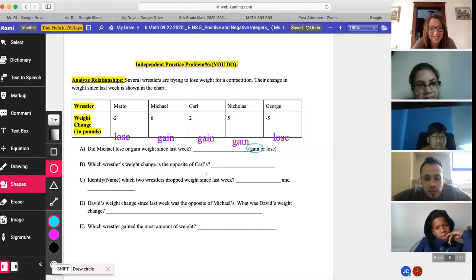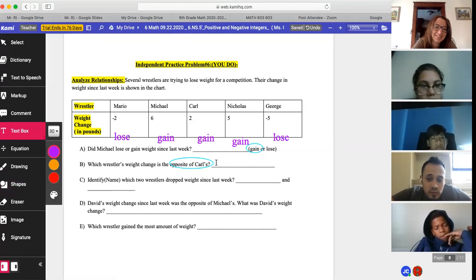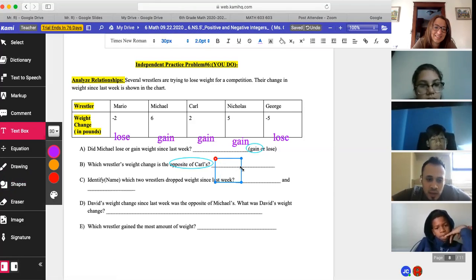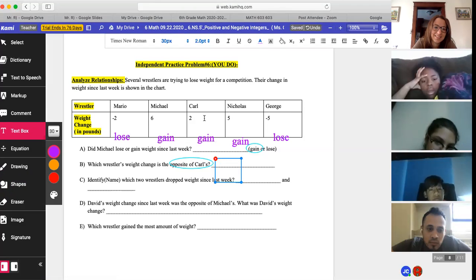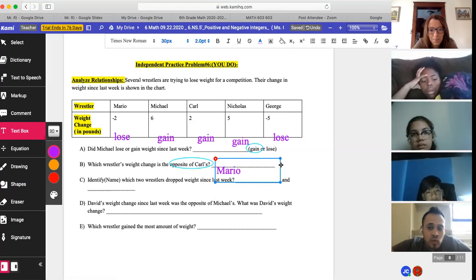I'm going to go to Flavia because Flavia looks like she's sleeping over there, and I don't appreciate that. All right. Which wrestler's weight change is the opposite of Carl's? Now look at Carl's. What's the opposite of that? Mario. So if it's 2, then the opposite would be -2.